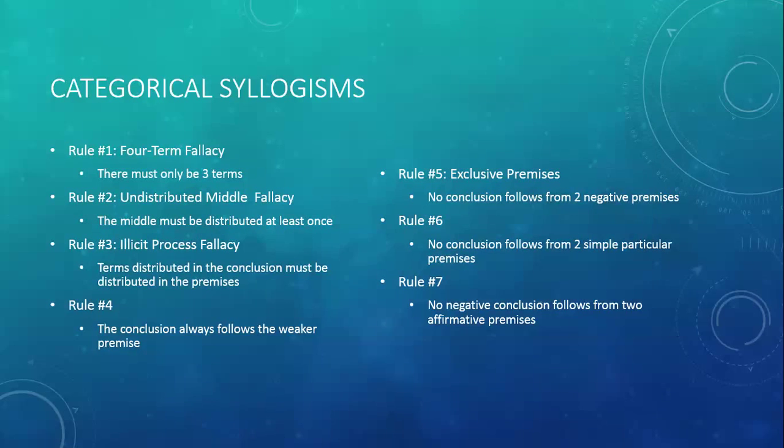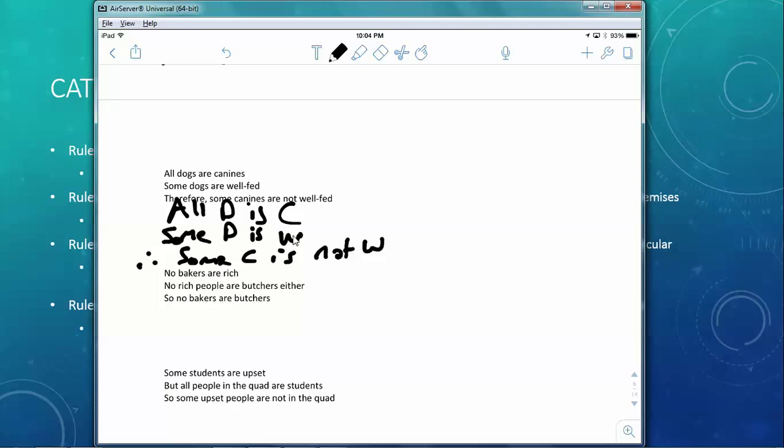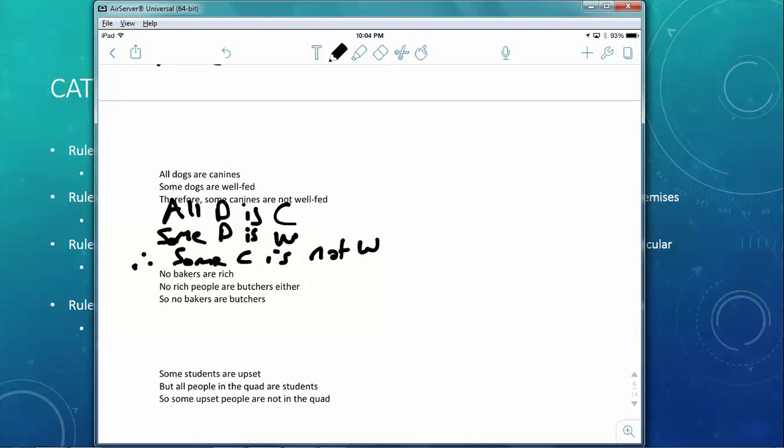Rule 4-term fallacy. There are only 3 terms. Fine. Undistributed middle. The middle term is D because it shows up twice, and D is distributed right here. Rule number 3, illicit process fallacy. W is distributed down here. Oh, it's not distributed up here. So we have a rule number 3 violation.